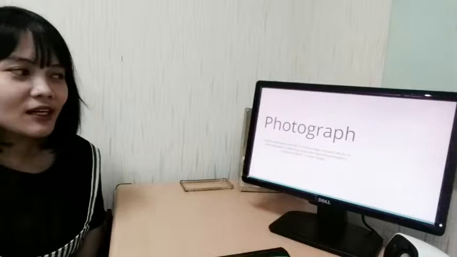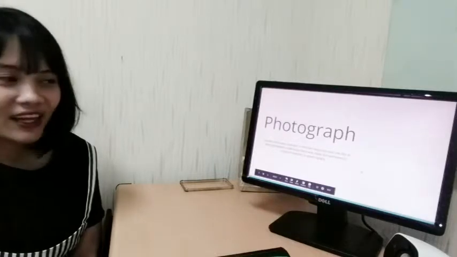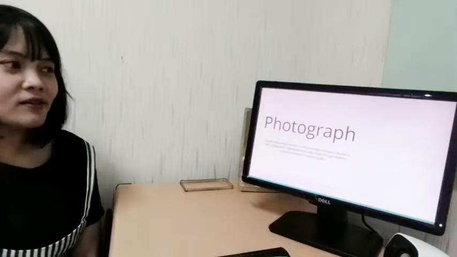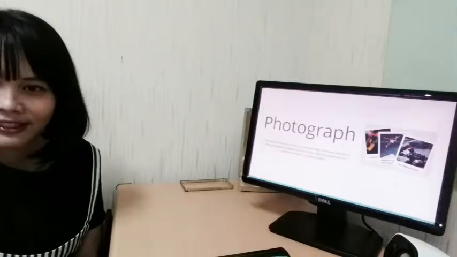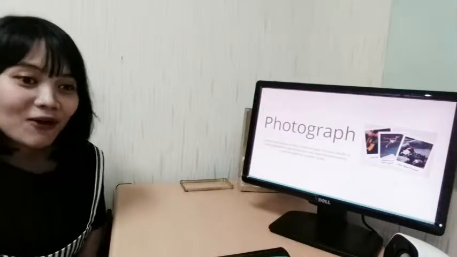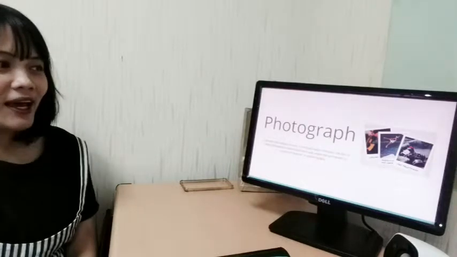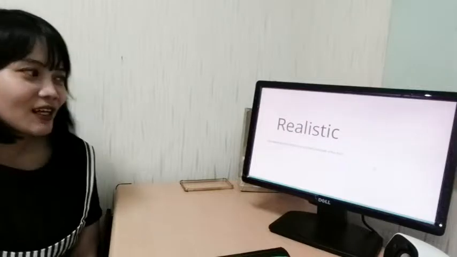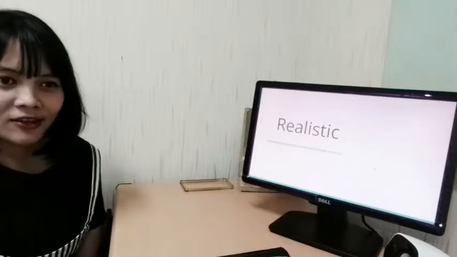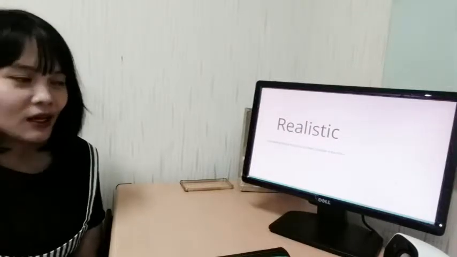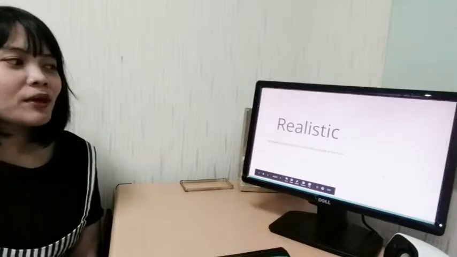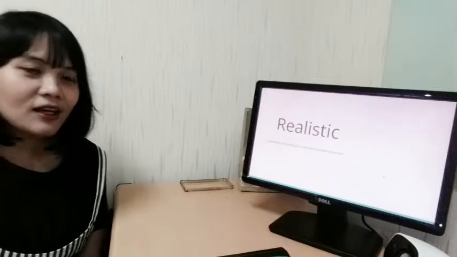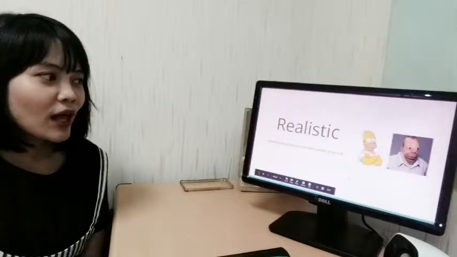Photograph. Correct? It's a picture made using a camera. Do you like to take photographs? How about you? So that's it. Oh, the very last one, realistic. Realistic is an adjective. It means representing familiar things in a way that is accurate to real life. So you made it true to life.